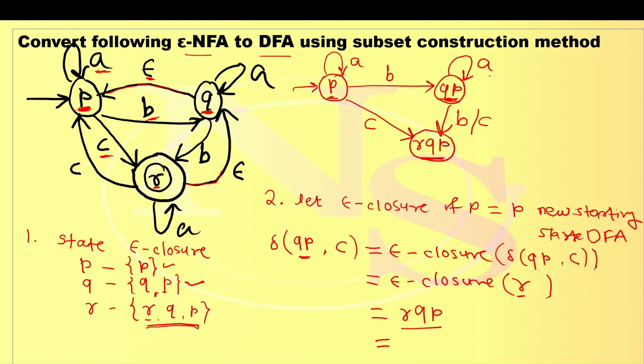Now we are able to find the transitions for ABC from the state QP. Now what is the new subset? New subset is RQP. So repeat the process for RQP. So the transition function for RQP, let me write down here.